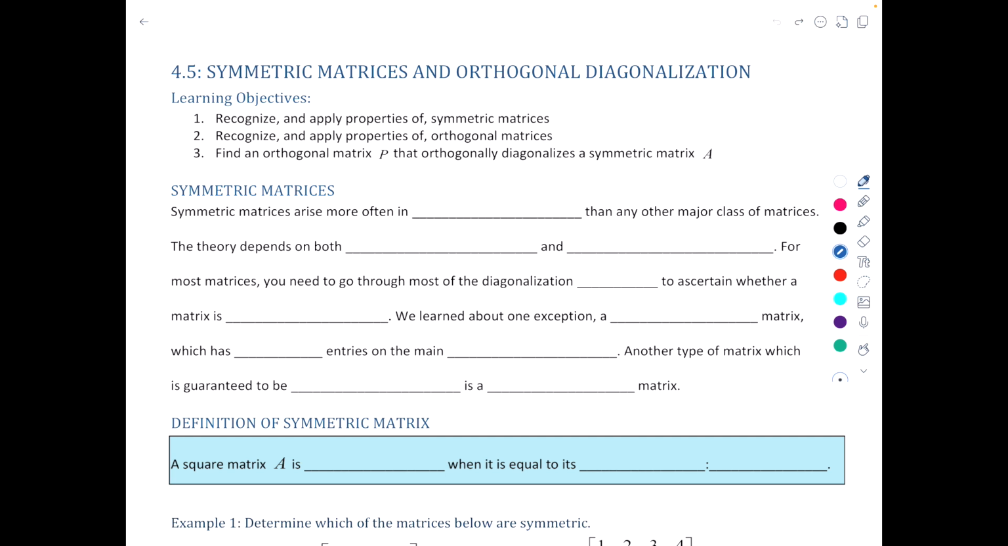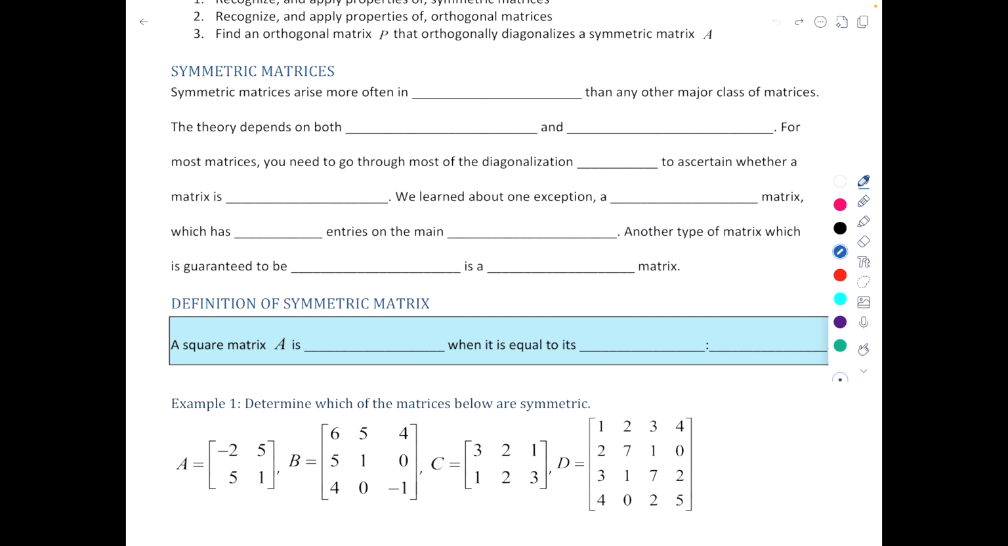So, symmetric matrices arise more often in applications than any other major class of matrices. The theory depends on both symmetry and orthogonality.